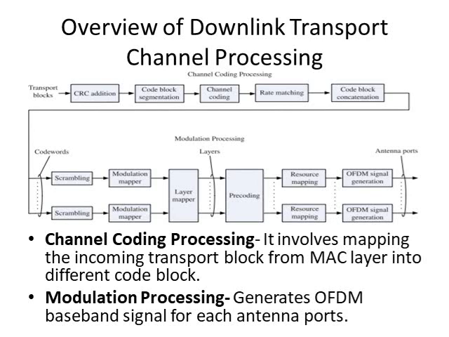Channel coding processing involves the mapping of an incoming transport block, which has been transported from the MAC layer. In this block, we get a code block. I mean, the final output of channel coding processing, you will be getting different code blocks. This becomes an input to modulation processing. The modulation processing stage basically generates an OFDM baseband signal, and the signal is given to each antenna port.